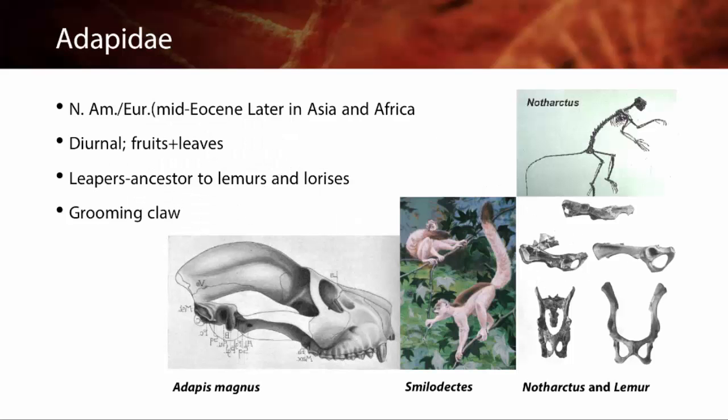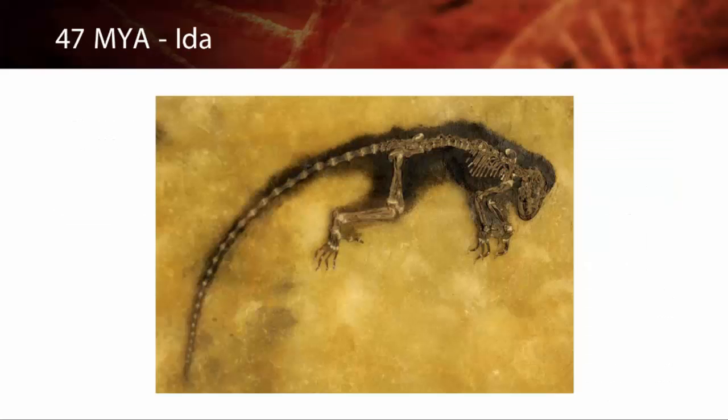The other earliest primates are the Adapids. These appear to be ancestral to modern lemurs. They are large, monkey-sized, diurnal, arboreal quadrupeds, much like lemurs today. Ida, a 47-million-year-old fossil preserved with soft tissue and even stomach contents, is probably the most well-known adapid.